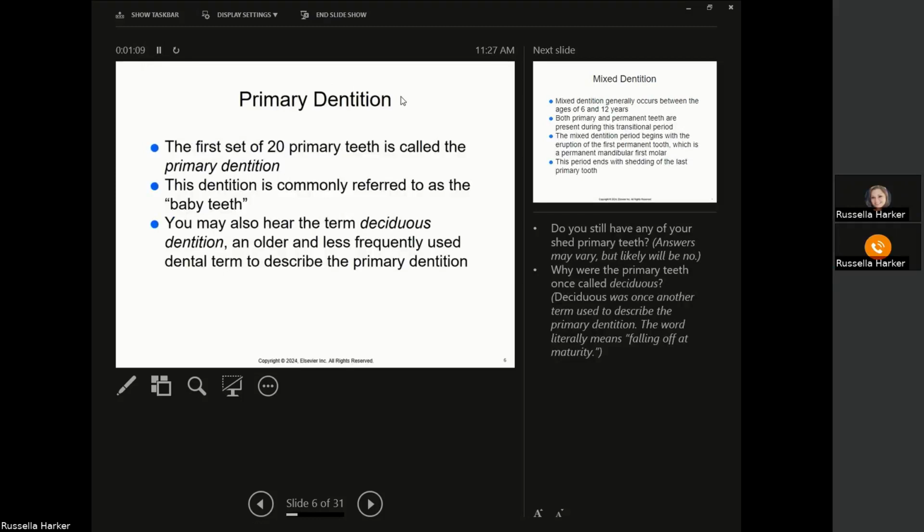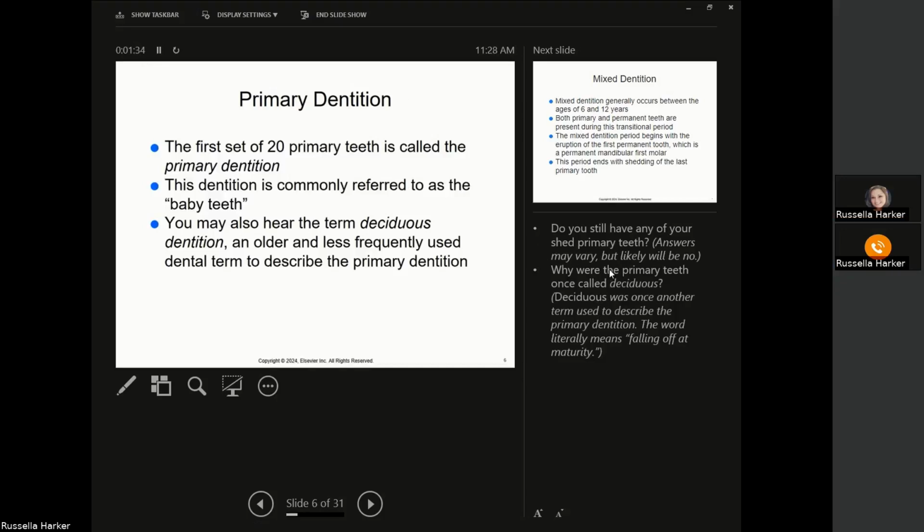With primary dentition, the first set of teeth that children get, it's called primary dentition, and there are 20 teeth in the primary dentition. We call them baby teeth, and you may hear them, like I said, called deciduous teeth, which is an older and less frequently used term.